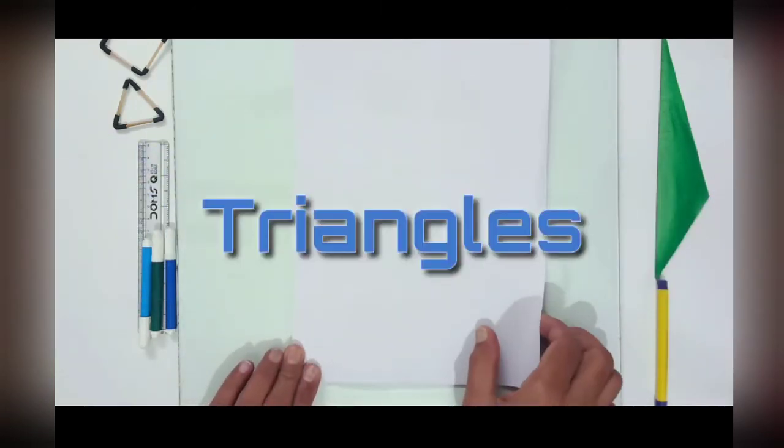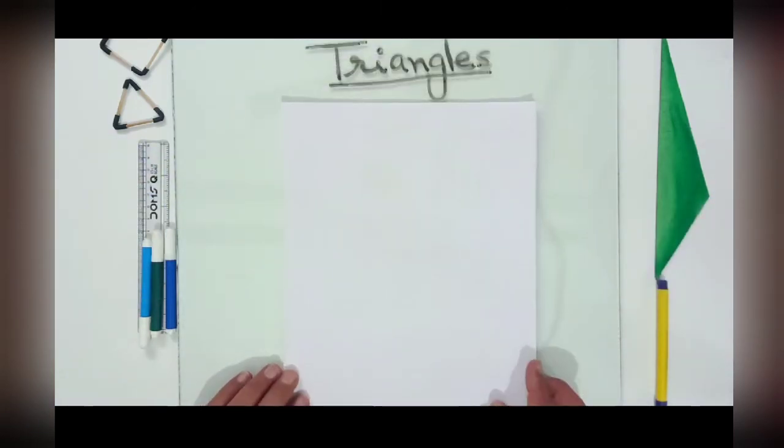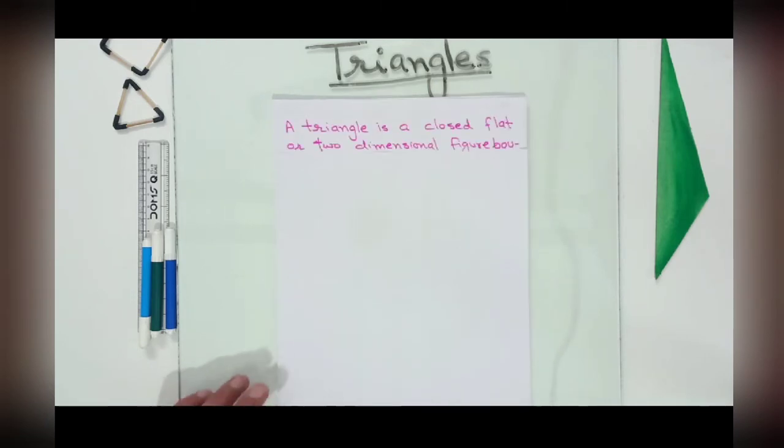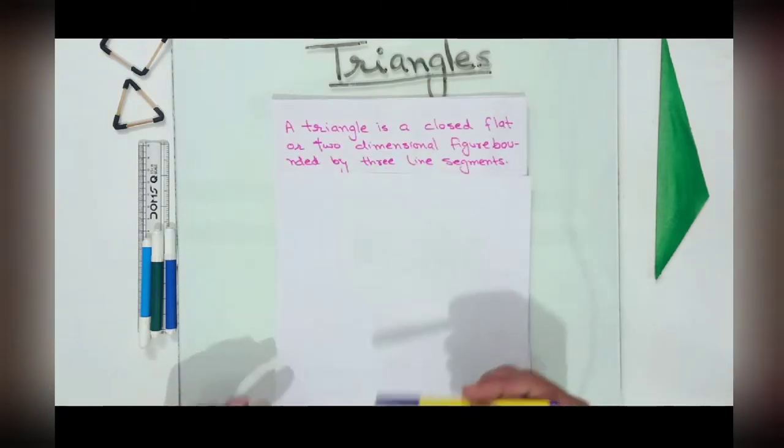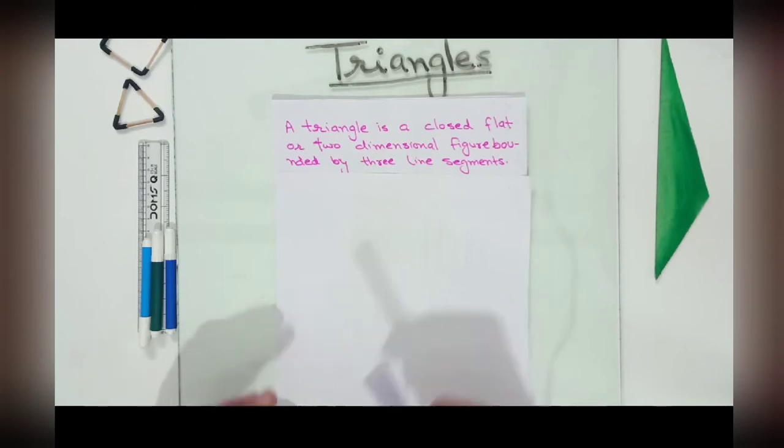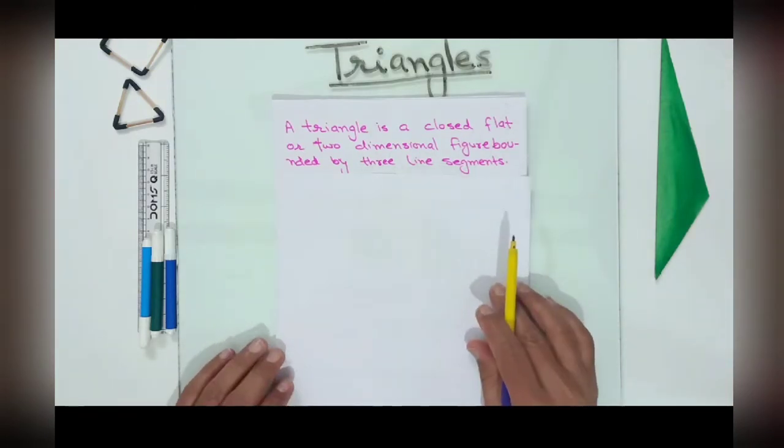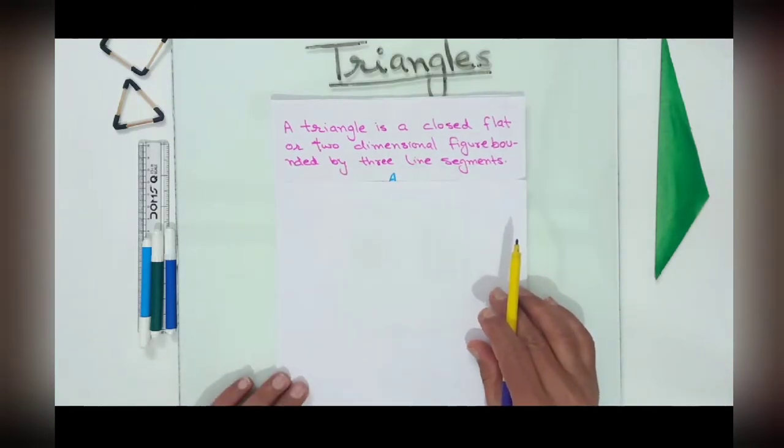Hello students, in this video we will learn a few properties of triangles which will be very useful in the topics coming in the next videos. So first of all, what is a triangle? A triangle is a closed, flat or two-dimensional figure bounded by three line segments.